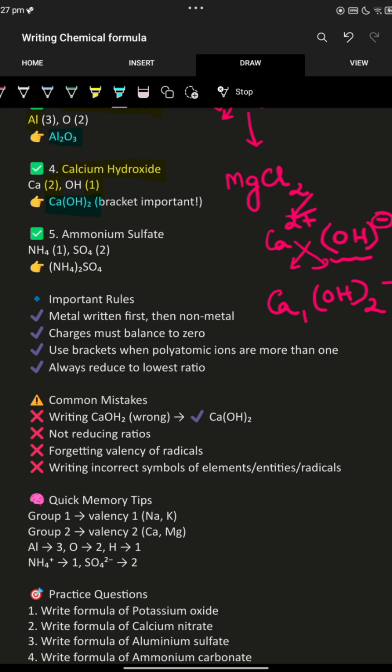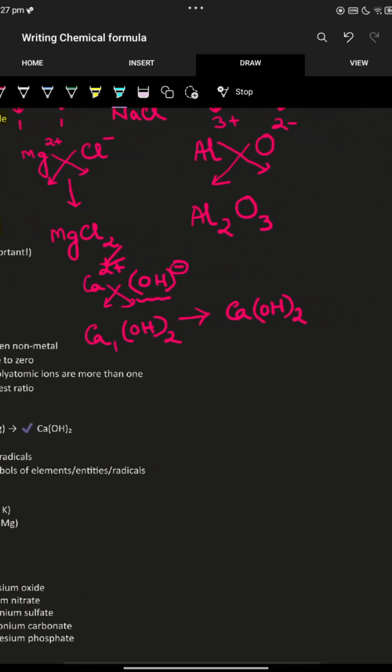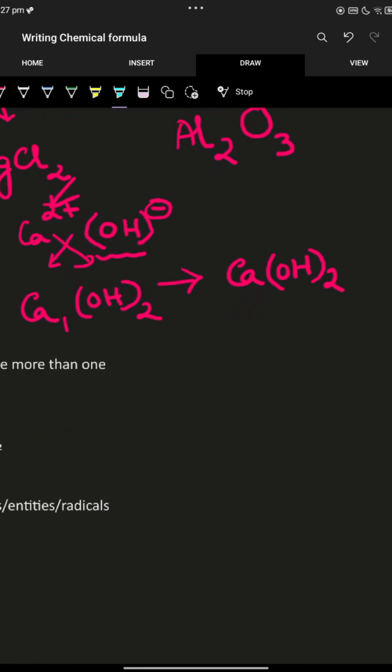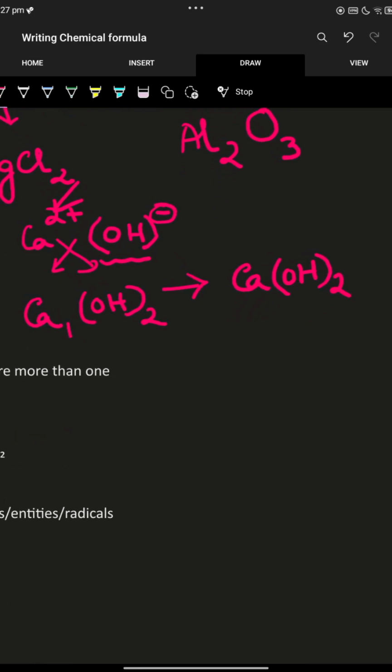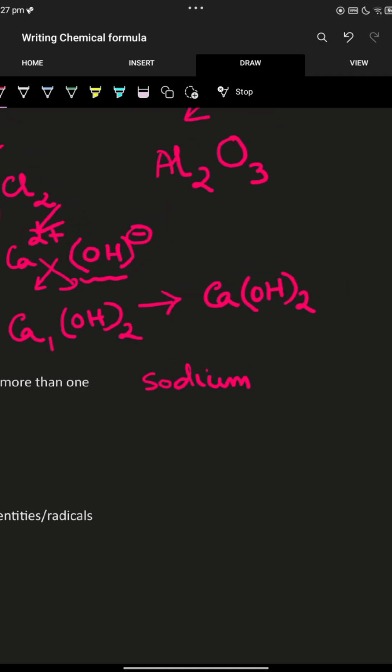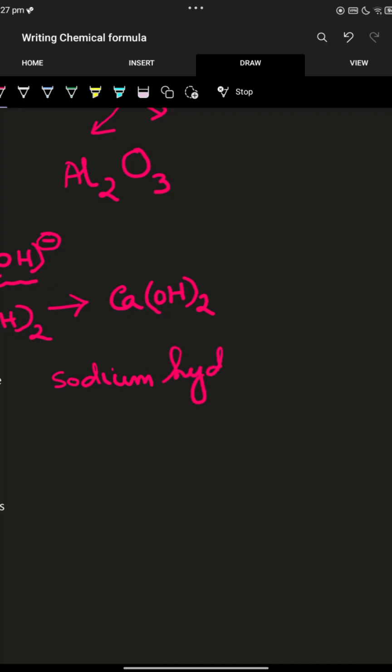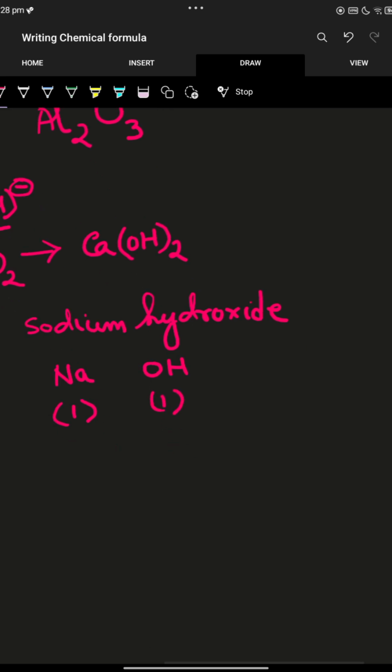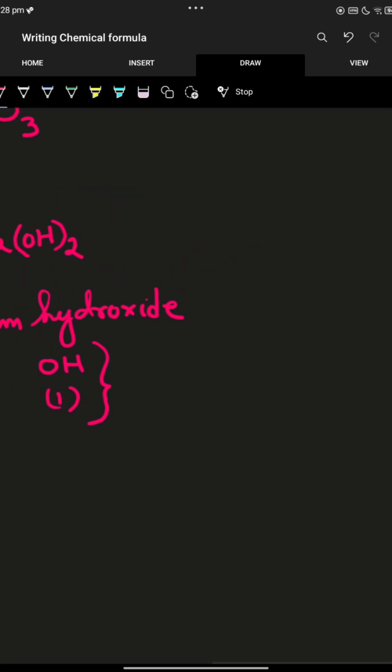Now, but let me tell you, suppose I am not writing valency more than 1, like sodium hydroxide. If I write sodium hydroxide, so here again what will happen? Sodium, the symbol is Na, valency is 1, and hydroxide is OH minus 1. So this is written as Na plus and OH minus.